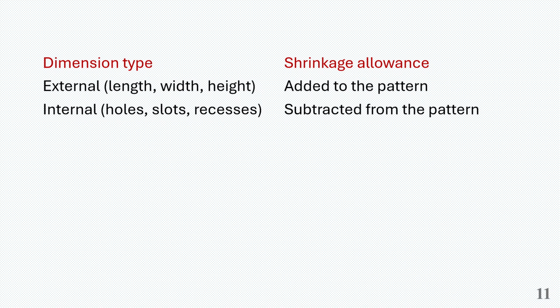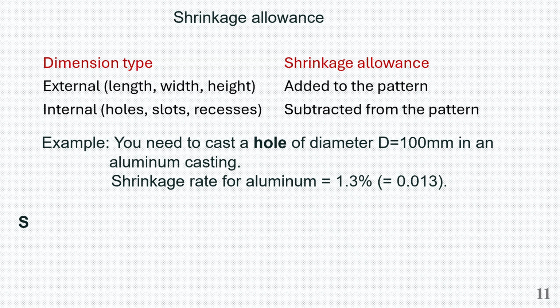So let us see how allowance is considered for the dimension type. For external dimensions, the length, width, and height, the allowance is added to the pattern. For internal dimensions like holes, slots, recesses, it is subtracted from the pattern.